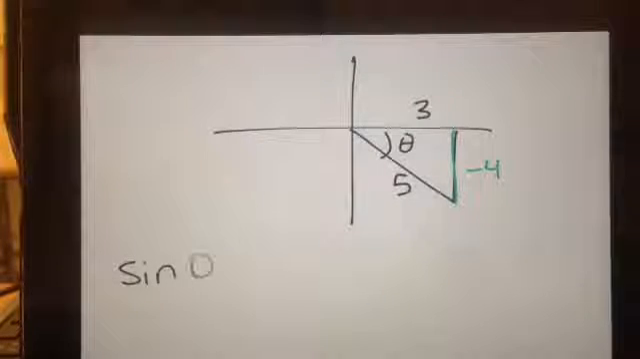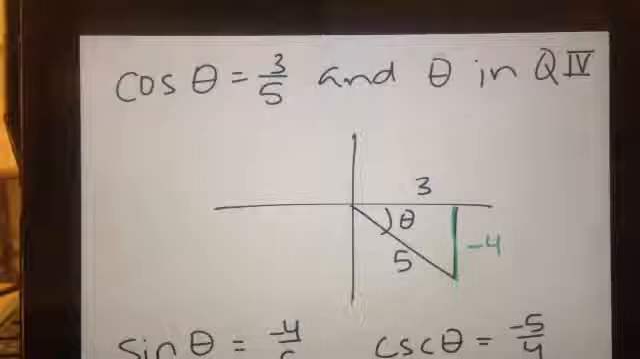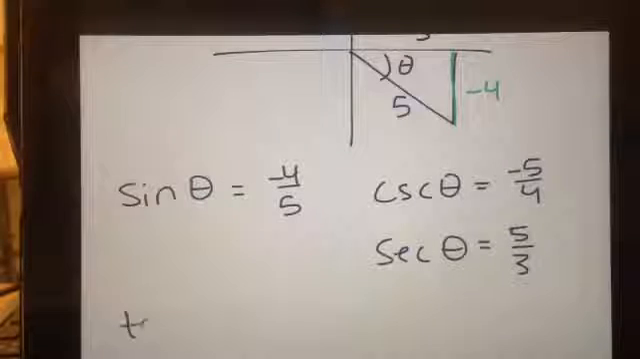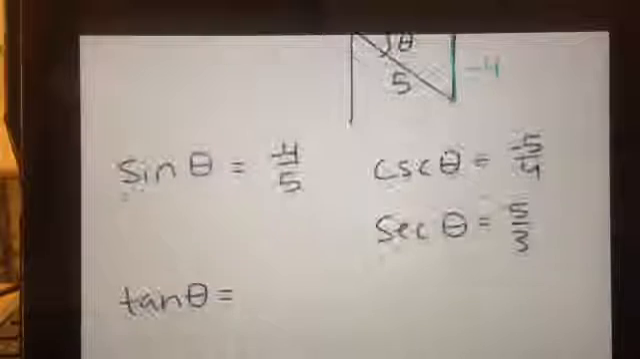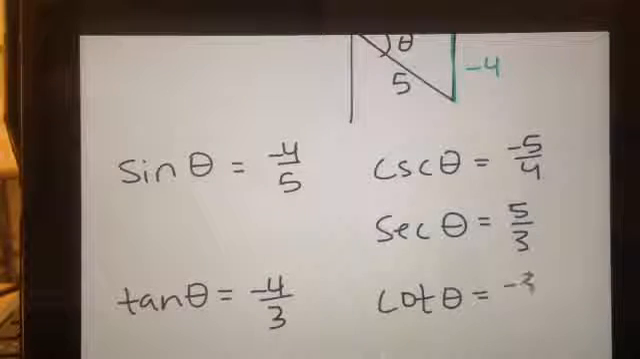All right, so sine theta, opposite over hypotenuse, is negative 4 over 5. Cosecant theta, negative 5 over 4. We already knew what cos was, so secant is going to be 5 over 3. And then tan theta, opposite over adjacent, negative 4 over 3. Cotangent theta, I just wrote cos. Cotangent theta is negative 3 over 4.